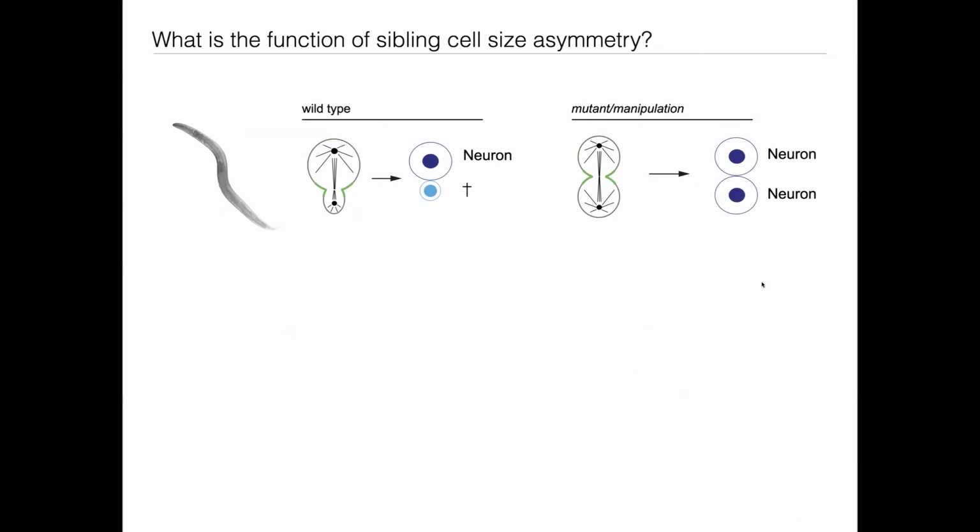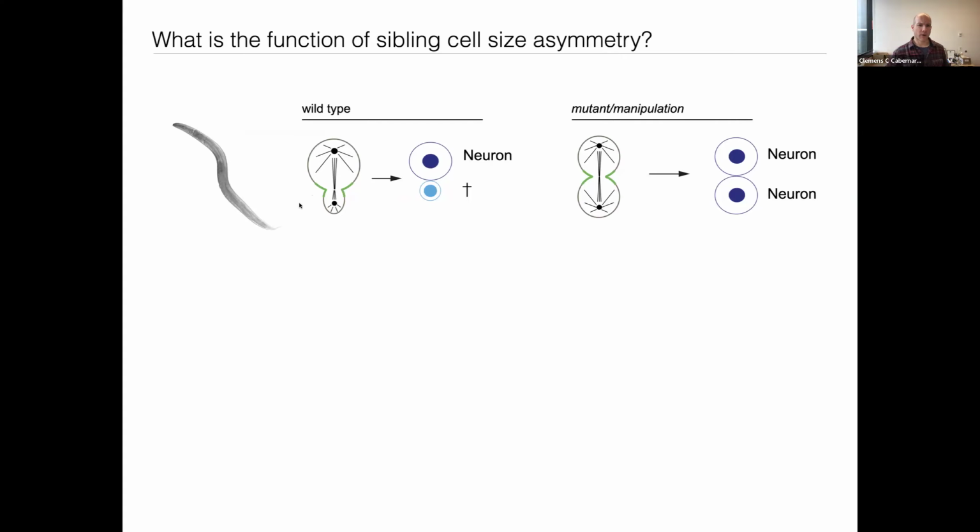Now, while this is all interesting, one question that has always been open is, why do these neural stem cells do this? Why is it important to invest so much energy and regulation in the formation of two unequal sized sibling cells? And so when we look into the literature, there are a couple of examples that can maybe shed some insight into why this could be important.